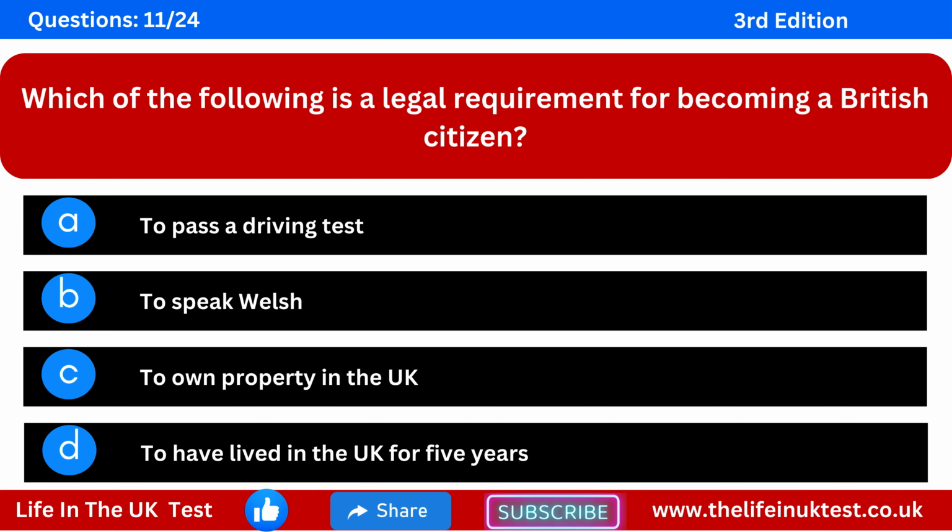Which of the following is a legal requirement for becoming a British citizen? Option A, to pass a driving test. Option B, to speak Welsh. Option C, to own property in the UK. Option D, to have lived in the UK for 5 years.